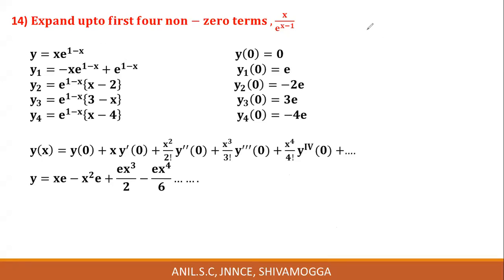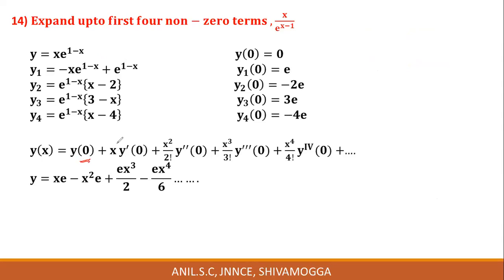Let y is equal to x divided by e power x minus 1. 1 over e power x minus 1 can be written as e power minus x into 1 minus 1... therefore, x into e power minus x, plus 1 minus x, that is x into e power 1 minus x. That's what I have written here. Y is equal to x into e power 1 minus x. Maclaurin series.